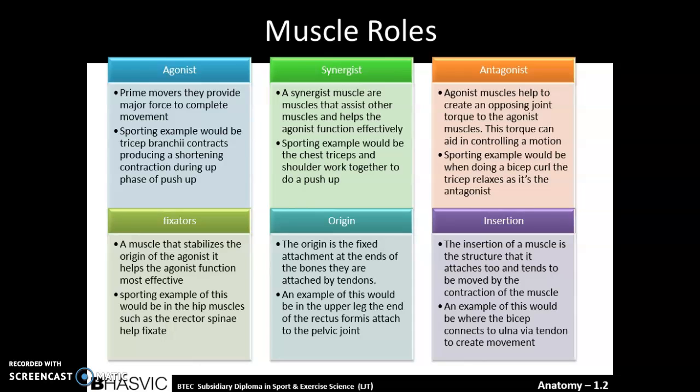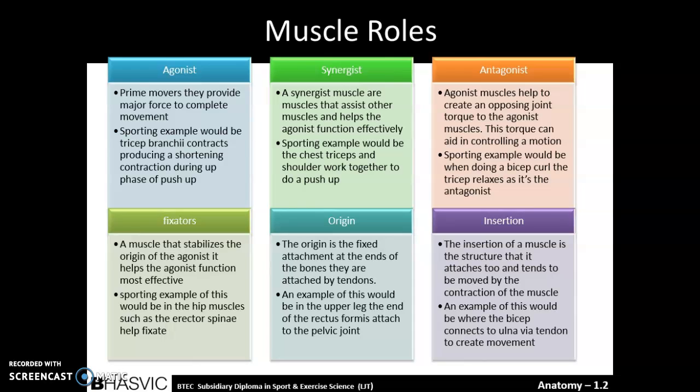Another muscle role would be the antagonist. The antagonist muscles help to create an opposing joint torque to the agonist muscles. The torque can aid in controlling motion. A sporting example would be when doing a bicep curl, the triceps relaxes as it's the antagonist.